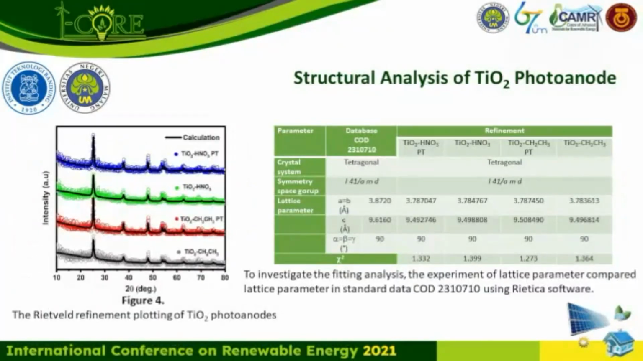This is the refinement plotting of the TiO2 photoanodes using Reatica software. From this table, we can see parameters from the fitting analysis. Our sample fits with the Crystallography Open Database with the number 2310710, with a chi-square of 1.3.